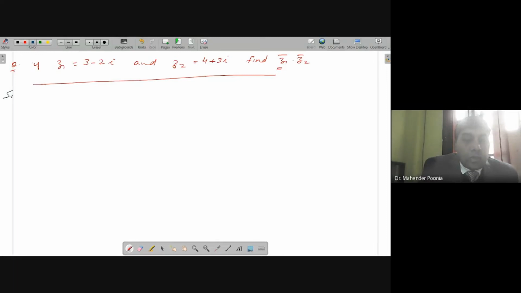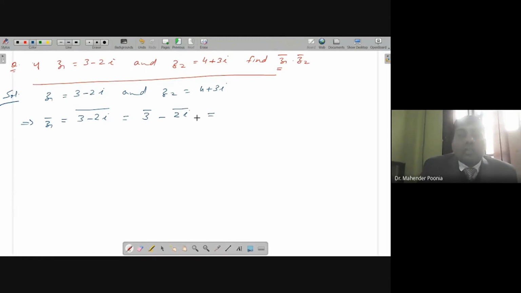So Z1 is equal to 3 minus 2 iota and Z2 is equal to 4 minus 3 iota. These are the given two complex numbers. This implies Z1 conjugate is equal to 3 minus 2 iota its conjugate, right? Which is equal to 3 conjugate minus 2 iota its conjugate, right?